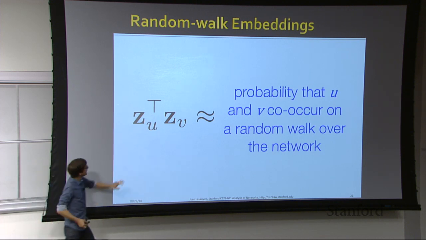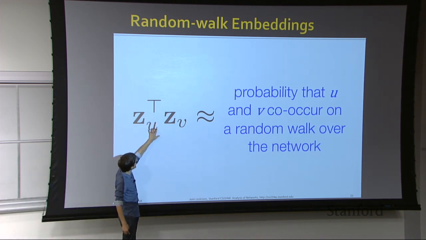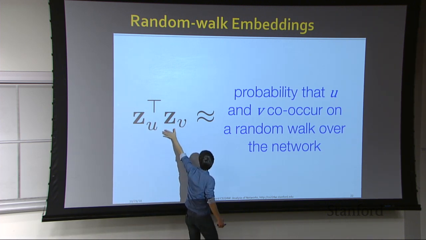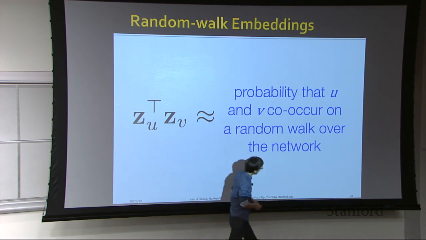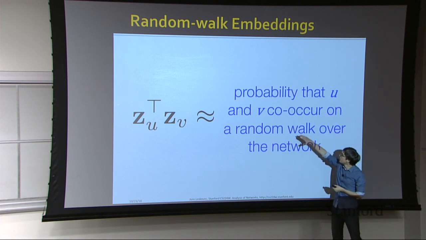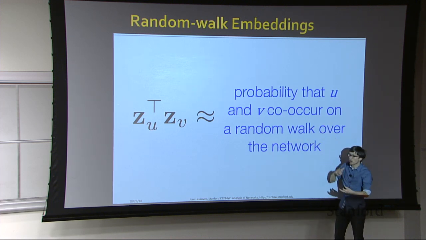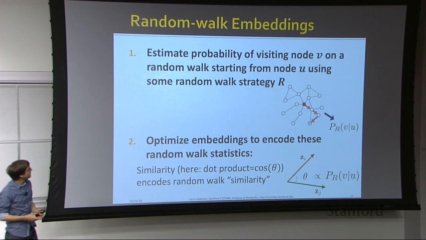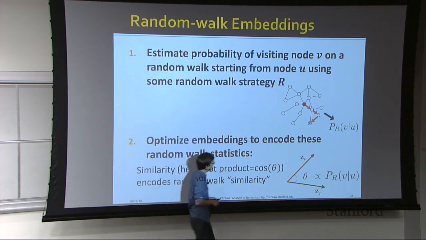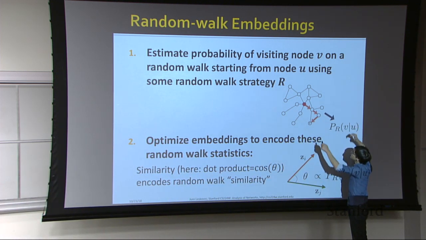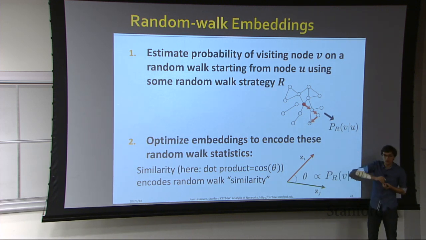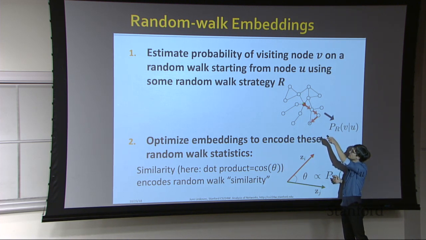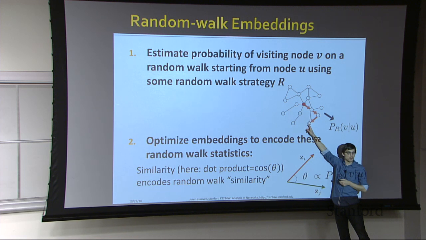So how will this work? Here is our similarity in the embedding space between node u and node v. And we want to encode the coordinates such that the similarity in the embedding space equals or approximates the probability that nodes u and v co-occur on a random walk over the network. That is basically the idea. So to unpack a bit more, we will take some node u and we will simulate random walks starting at node u. And then we will ask, if we start at node u, how often do we visit node v?